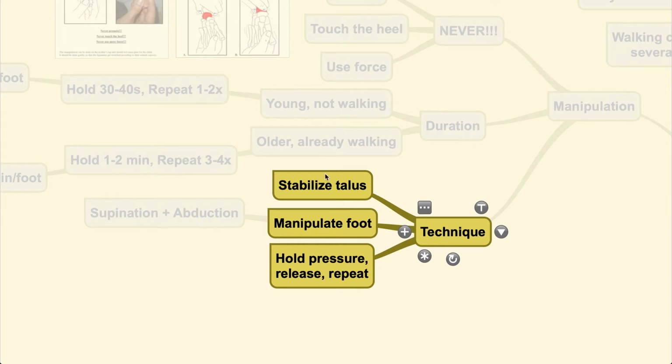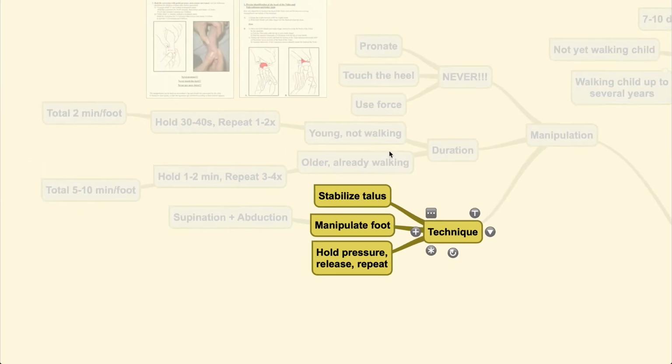Remember, once again, you need to use the talus as the axis and manipulate the foot by doing an abduction motion, and you need to hold the pressure and release, then repeat the whole thing, 1 to 2 times for non-walking, 3 to 4 times for patients who are already walking.